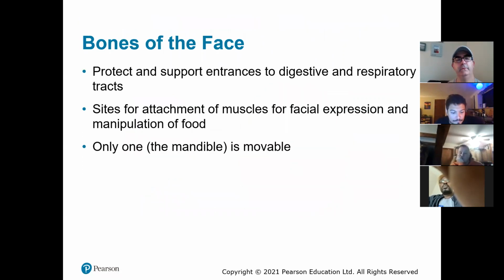Then we get to bones of the face. Bones of the face are much more for muscle attachment, for facial expression, right? Some of them obviously where the digestive tract starts and the respiratory tract starts. Some of them provide for certain sensory information. Only one is movable. The mandible is the only one that's movable.